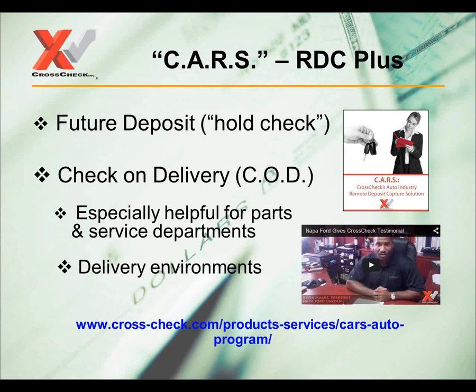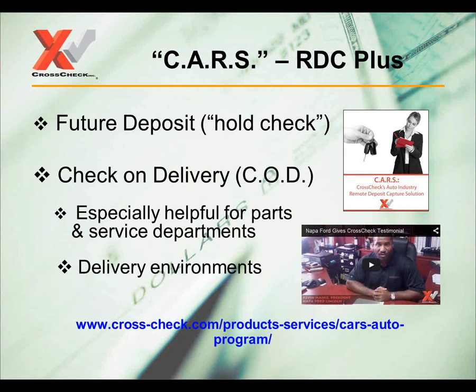Check on delivery is another premium that allows merchants to approve checks over the phone before they are even deposited at the bank, essentially guaranteeing you'll receive payment. Both of these premiums are especially beneficial to parts and service departments where purchases are high-ticket items for consumers and merchants stand to lose a lot if checks are not guaranteed and processed quickly.